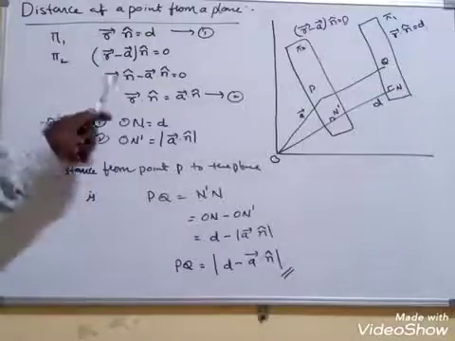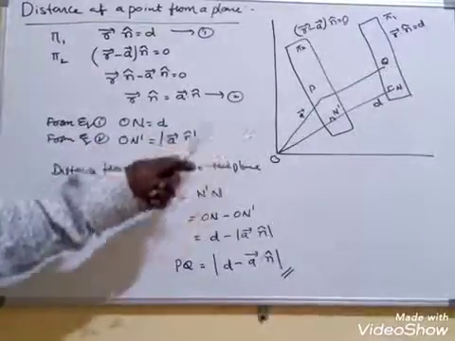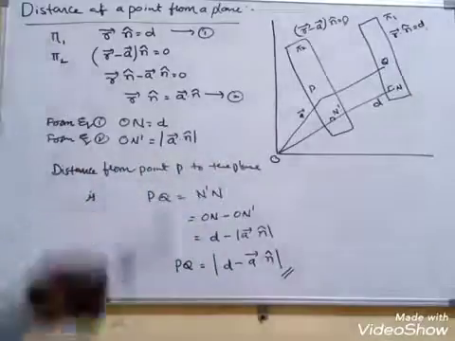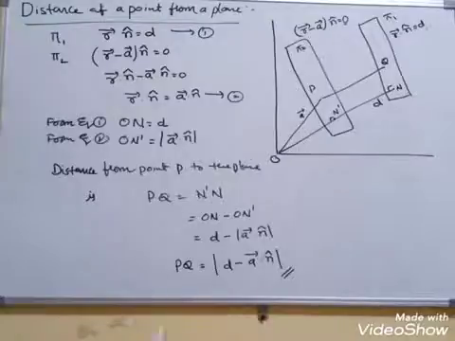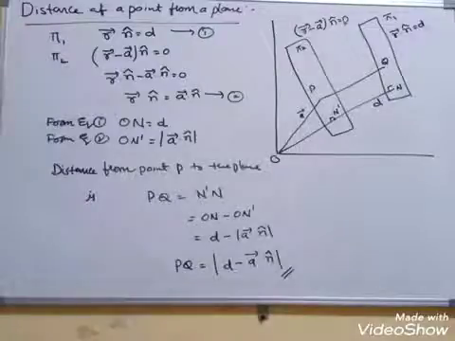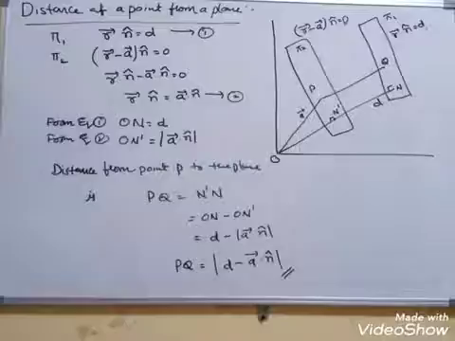From equation 1, ON is equal to D, and from equation 2, ON dash is the modulus of a bar dot n cap. Now directly PQ is equal to N dash N, and therefore ON minus ON dash, that is nothing but D minus a bar dot n cap. This is the perpendicular distance of a point from a plane.